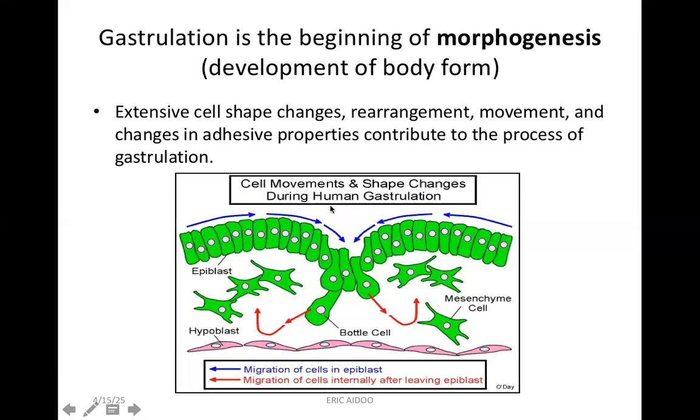So, cell movement and shape changes during human gastrulation. As you can see, the epiblast and the cells that are moving in, once they get through the primitive streak and are falling through the pit, as I said earlier on, they have some interaction with the primitive streak, and so there are changes and modifications. You can see some of them are bottle-shaped, some of them are stellate-shaped. Their shapes will also determine their fate in future. All right. So the blue arrow is showing the direction of migration of cells in the epiblast, and the red one is migration of cells internally after leaving the epiblast.